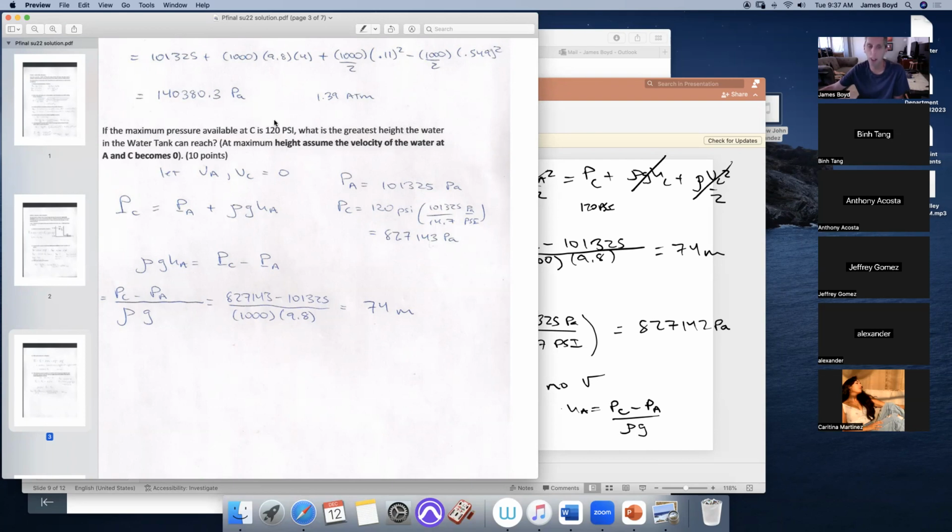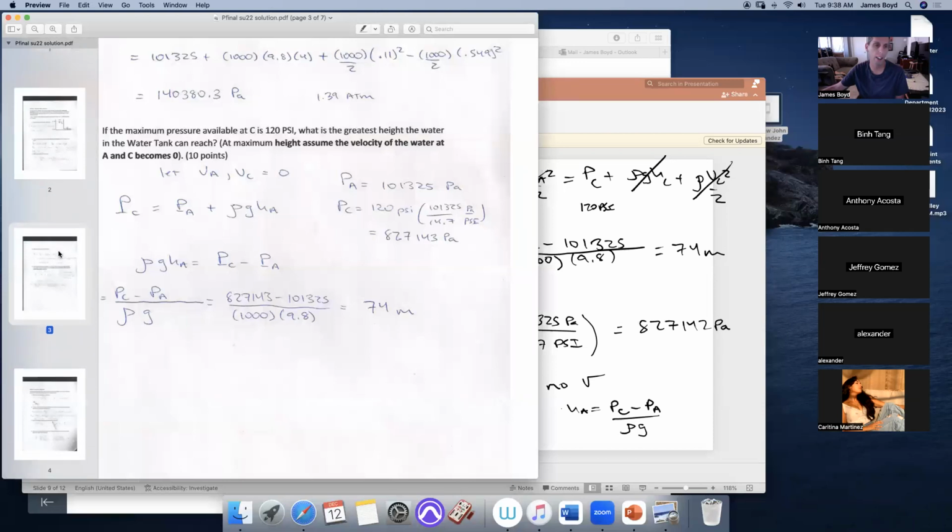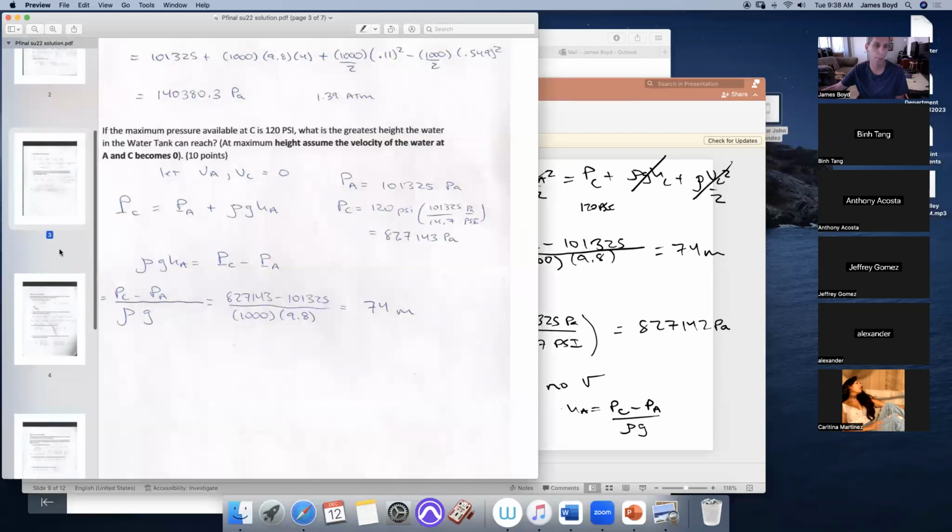and the maximum pressure is 120 psi. So they needed to find hA, assuming vA and vC were 0, and change the pressure at C into pascals. You have to be in pascals. Pascals are the SI units. And if you're not in SI, you can't measure meters or gravity or any of that stuff. Okay. So hopefully that all makes sense. And it's pretty straightforward.